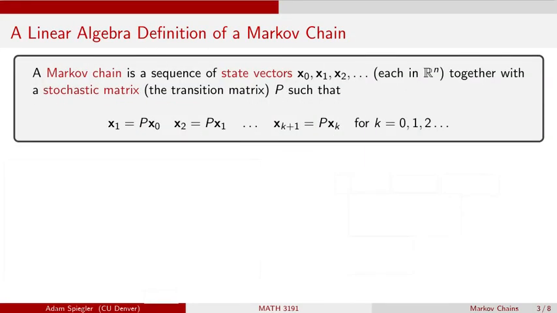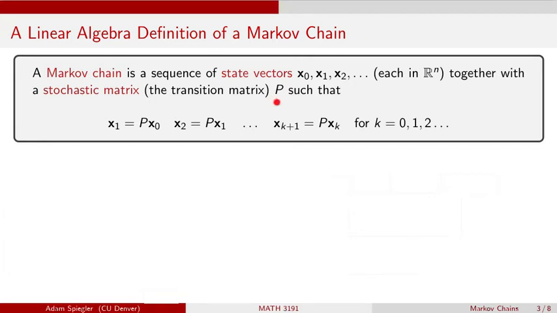Okay, so now let's define a Markov chain more formally. A Markov chain is a sequence of vectors, x1, x2, x3, that we call state vectors. x1 is going to tell us what the initial state of the system is, x2 is going to tell us what the state of the system is after one time step, and so on. Each of these vectors sits in R^n, where n denotes the number of states that this system has. Along with these state vectors, we have a stochastic matrix, which is the transition matrix of this model, that we often denote P.